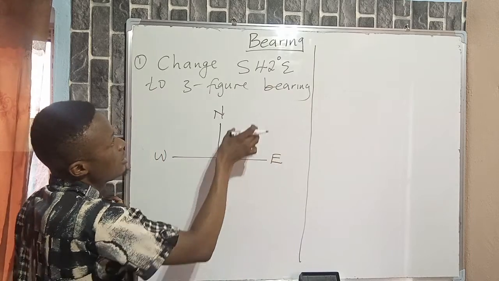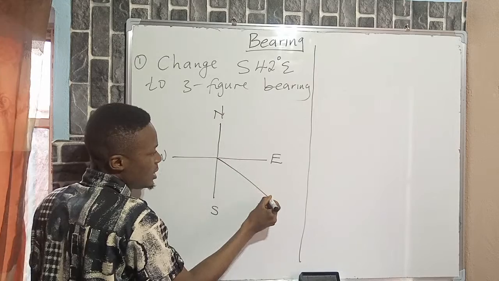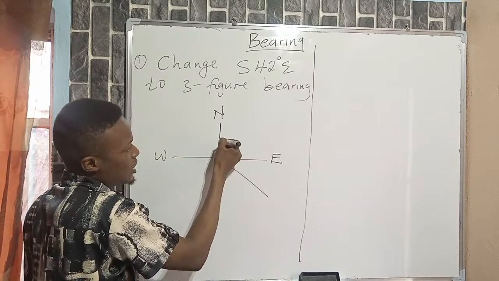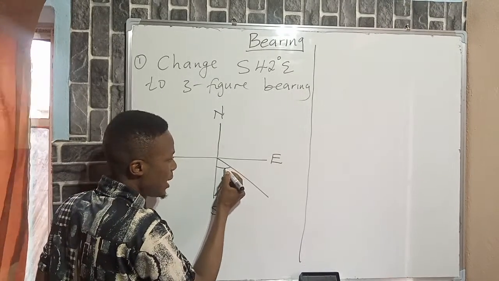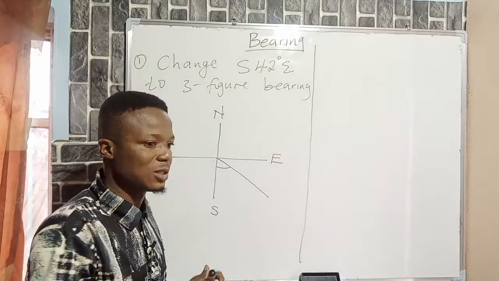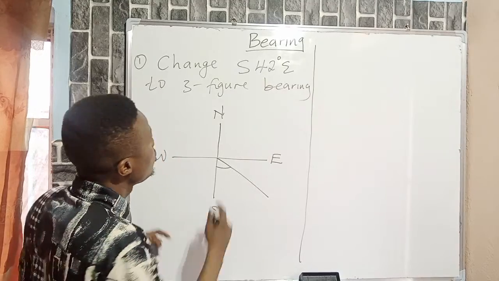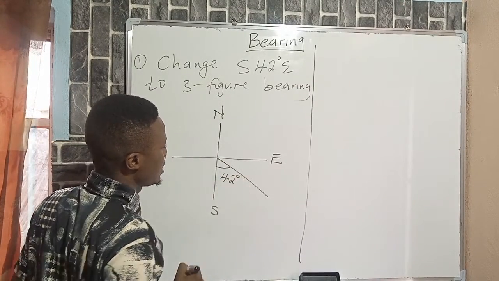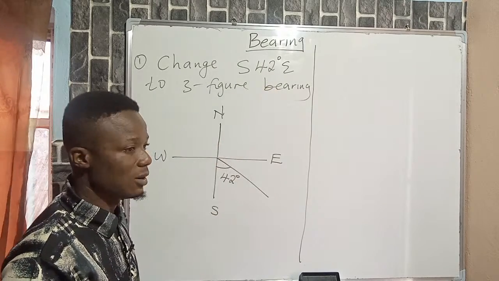And what are you given? Southeast. Look at where you have the Southeast. The angle must be attached to South or attached to the North, as the case may be. If such attachment is not done, it will give you an erroneous result. So what do we have here? 42 degrees. That is how to represent 42 degrees east of south.